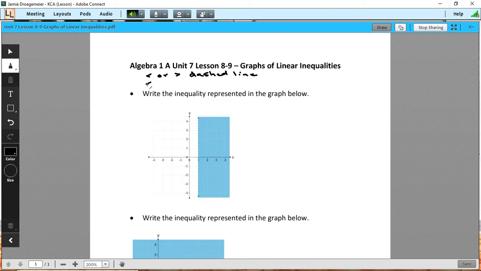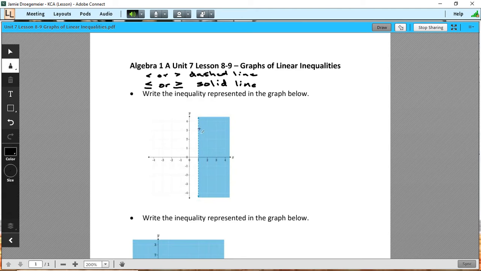If it is a non-strict inequality, so we have less than or equal to or greater than or equal to, in that case we will have a solid line, and that's just showing that those values that are on that line are also valid solutions for that particular inequality. So if we look at this first one, we want to write the inequality that represents this graph.